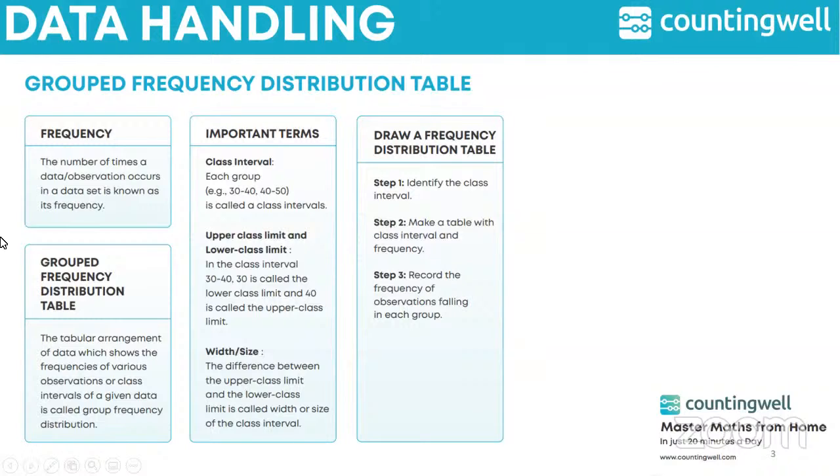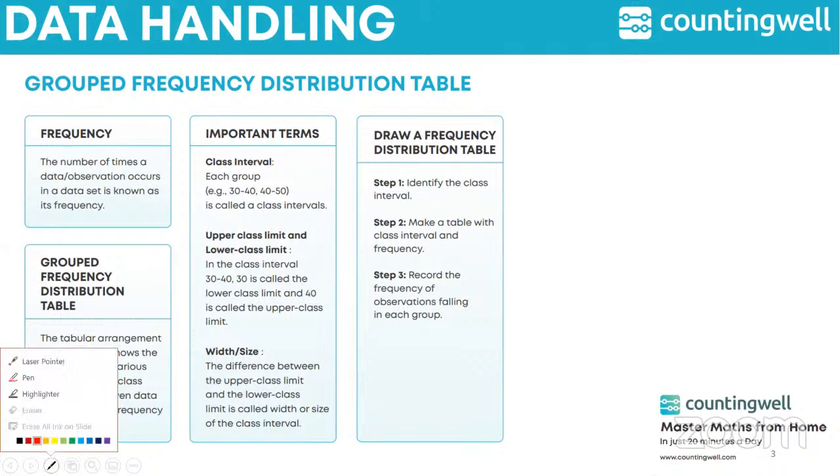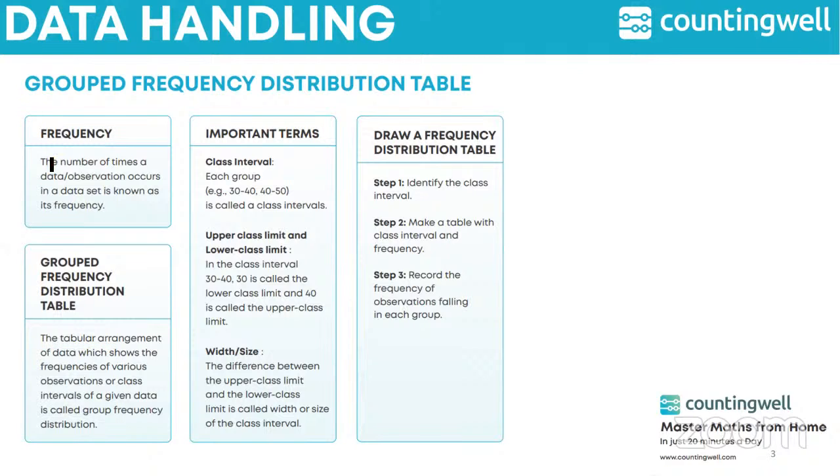So let us see first of all what is frequency. So frequency of a data is nothing but the number of times the data or observation occurs in a data set. So observation is nothing but the members or the elements of a data set. So the number of times that observation occurs in that set is nothing but its frequency. For example, if I have a set of numbers 1, 2, 3, 4, 5 and 6 and then 5, then the number of times the observation 5 occurs in the data set is 2.